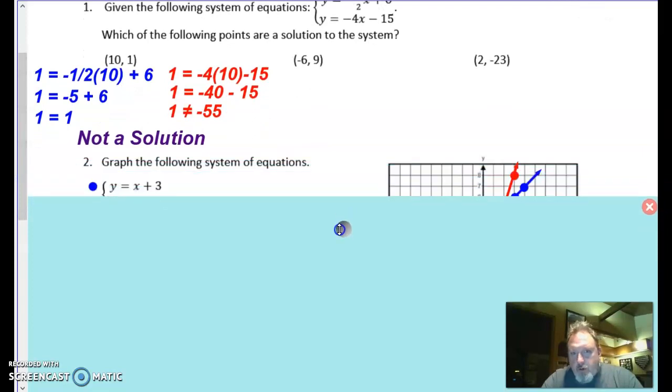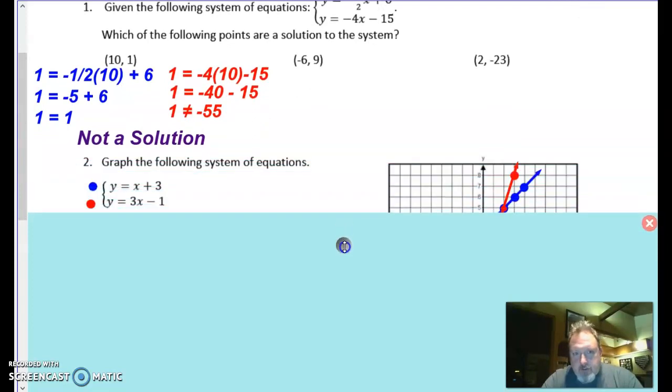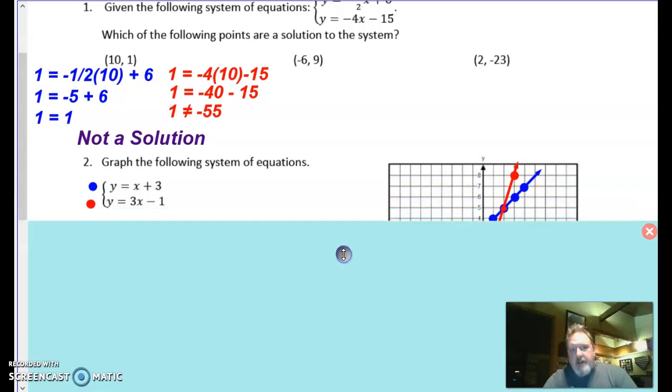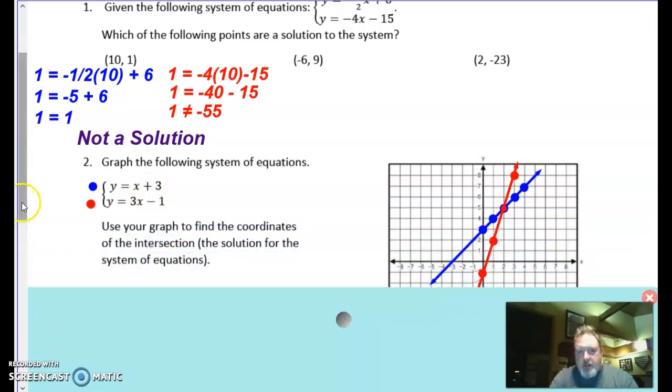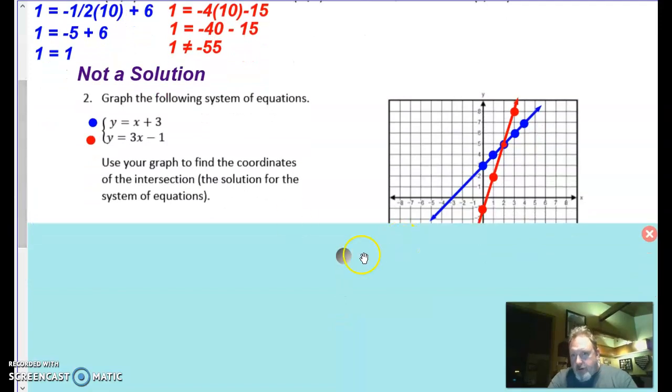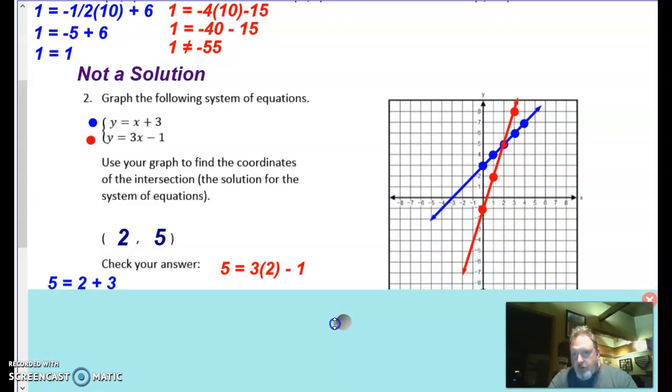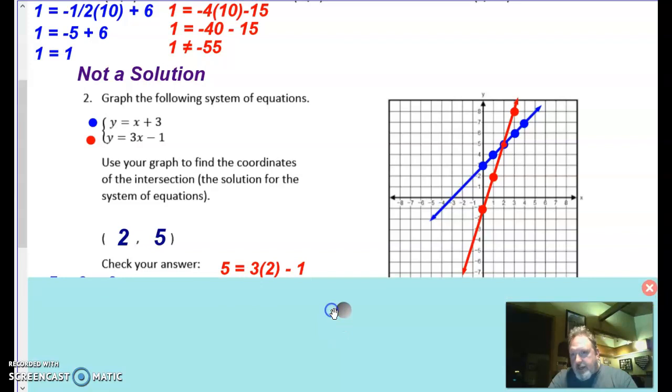Number 2, you're going to graph the system of equations, and you can see here that I have the top equation in blue, the bottom one in red. So when we slide over to the graph here, you can see which one is which. And what I did, both of them are in slope-intercept form. And so we're familiar with this. We did this on our reviews last week.